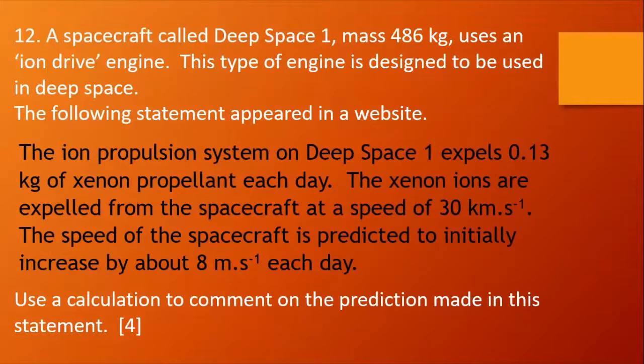A spacecraft called Deep Space One, mass 486 kilograms, uses an ion drive engine. This type of engine is designed to be used in deep space. The following statement appeared in a website. Read it carefully. The ion propulsion system expels 0.13 kilograms each day. The ions are expelled at a speed of 30 kilometers per second.